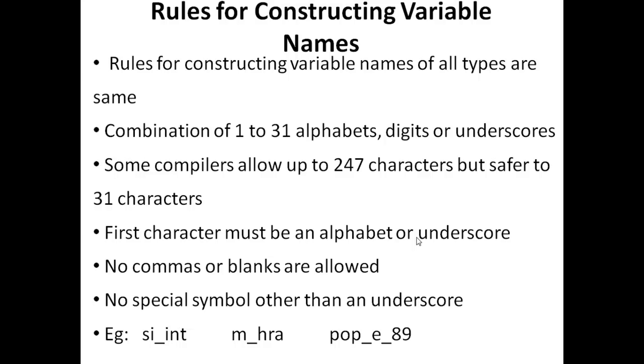How do you construct a variable? It is a combination of 1 to 31 alphabets, digits, or underscores. Some compilers even allow up to 240 characters, but it is safe to have only 31 characters. The first character must be an alphabet or an underscore. Other things are not allowed: no commas or blanks are allowed, and no special symbol other than the underscore is allowed.